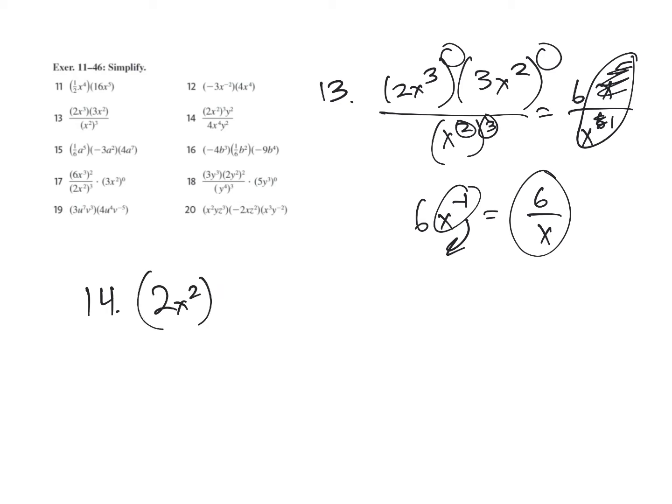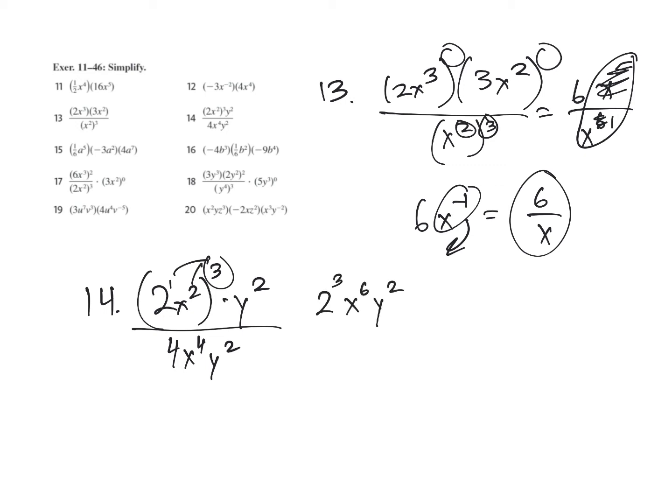2x squared cubed times y squared. Now those parentheses can't go away until you take care of the 3. On the bottom we have 4x to the 4th y squared. Okay, so let's go ahead and take care of this exponent. Everything has an exponent, even the 2. So we need to distribute the outside exponent. So that's going to be 2 cubed and x to the 6th times y squared.